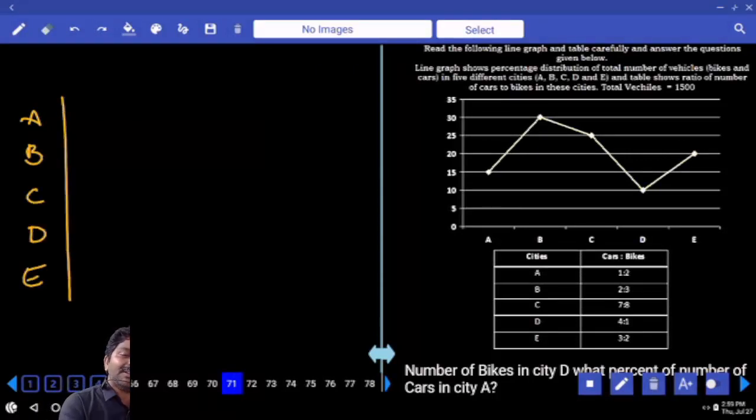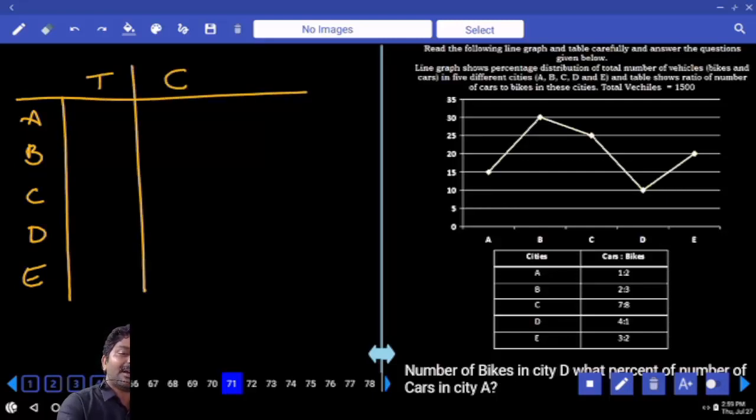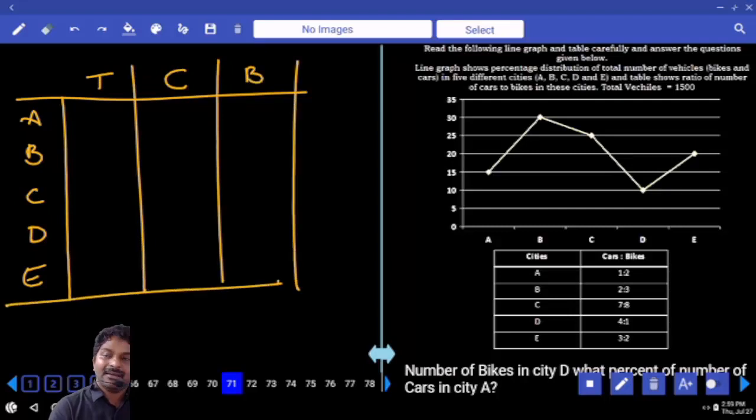Okay, now A, B, C, D, E. Here also, framing the table is important. First you'll have total, then you'll have cars, and then you'll have bikes. Okay, A.